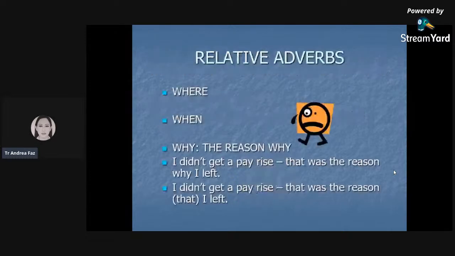And then the relative adverbs: where, when, and why. Why is giving us a reason. For example, I didn't get a pay rise. That was the reason why I left. I didn't get a pay rise. That was the reason that I left.